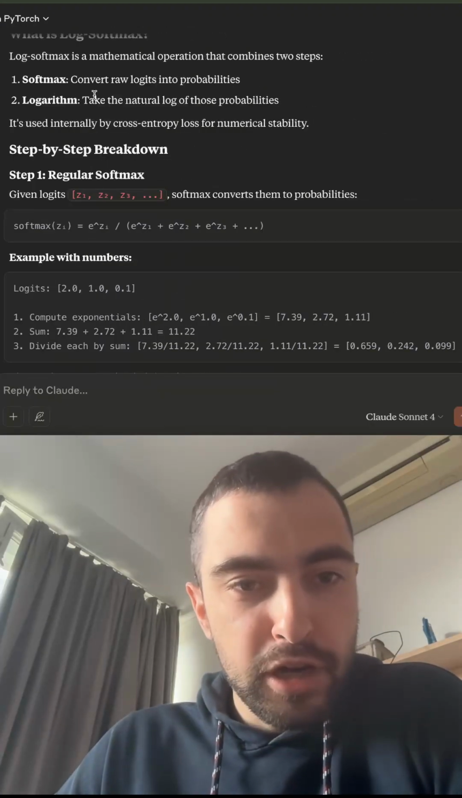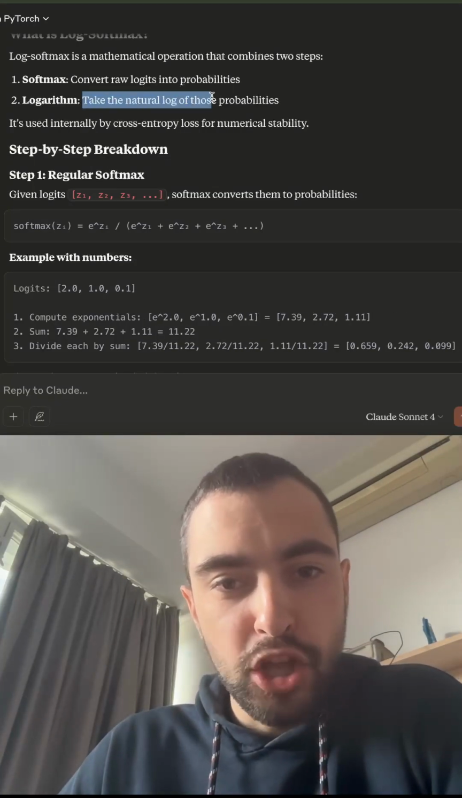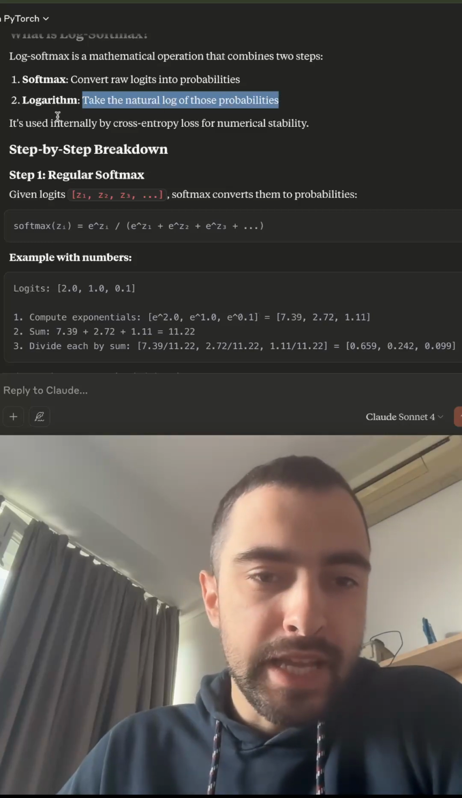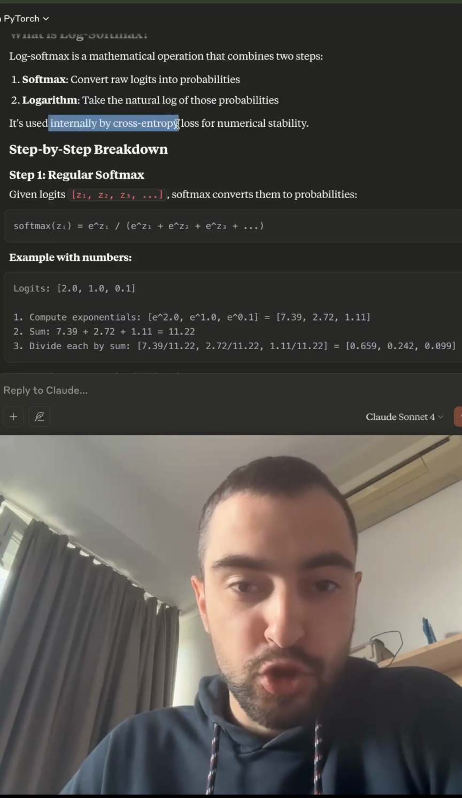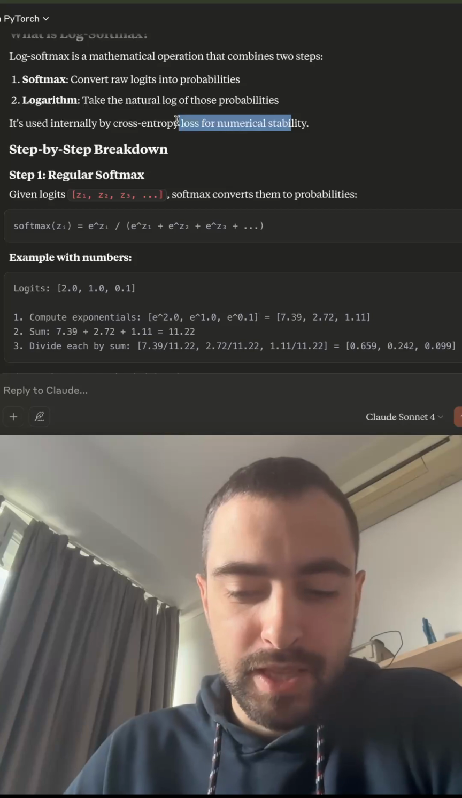And then a logarithm will take the natural log of those probabilities. It's used internally by cross-entropy loss for numerical stability.